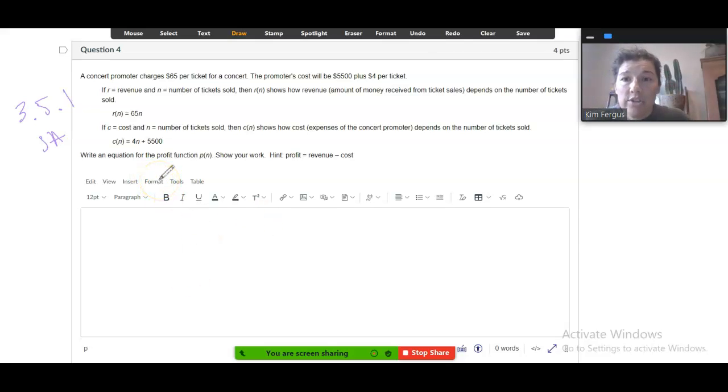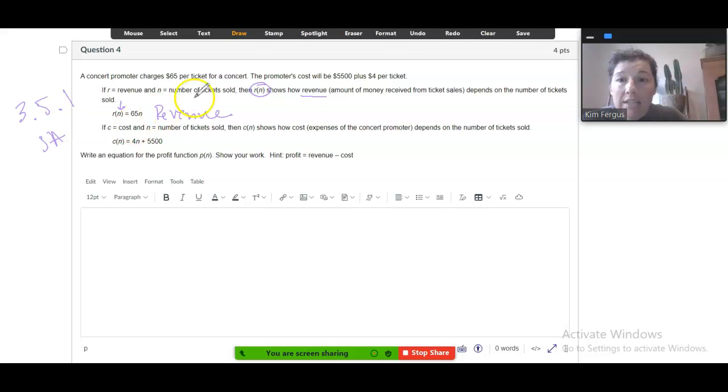A concert promoter charges $65 per ticket for a concert. The promoter's cost will be $5,500 plus $4 a ticket. If R equals revenue and N equals the number of tickets sold, then R of N shows how revenue, the amount of money received from ticket sales, depends on the number of tickets sold. So our revenue function, R of N, notice, depends on an input of the number of tickets sold, and your output is going to be your revenue or amount of money that you bring in.